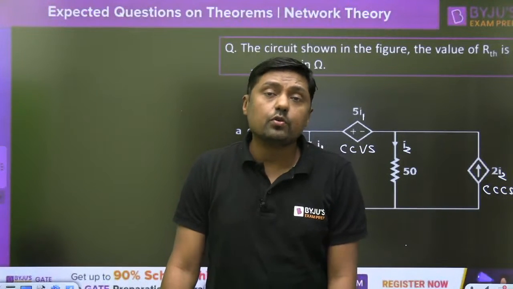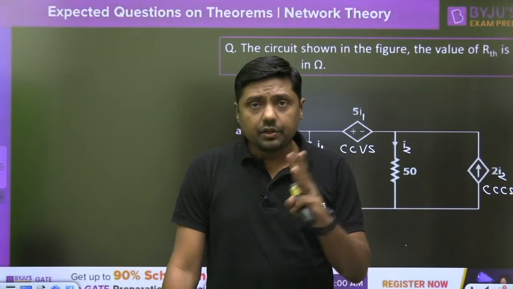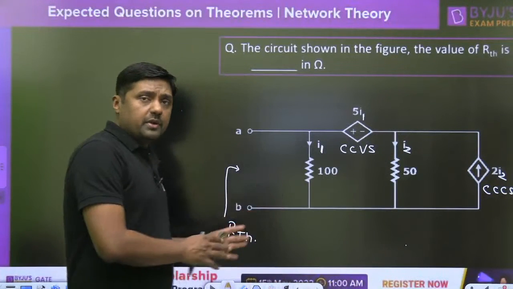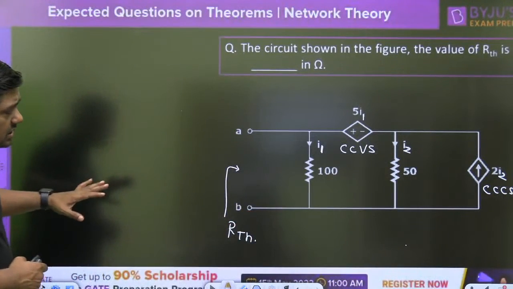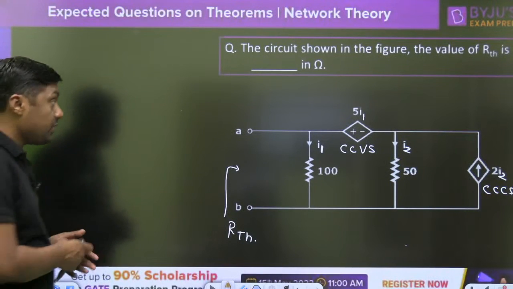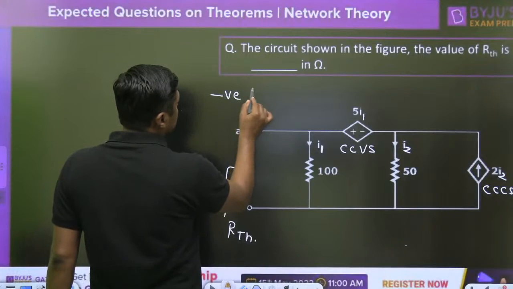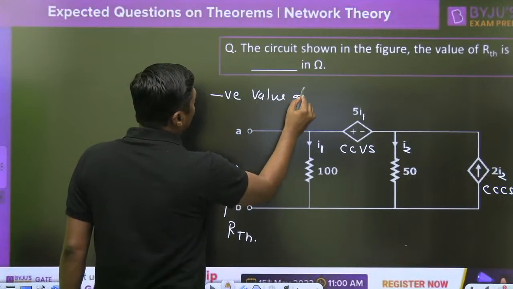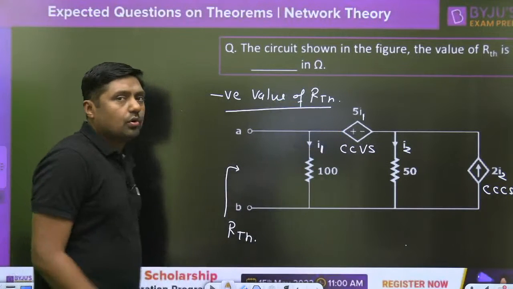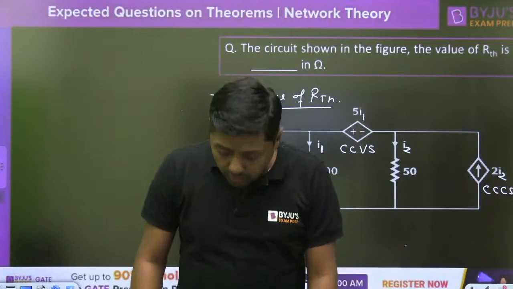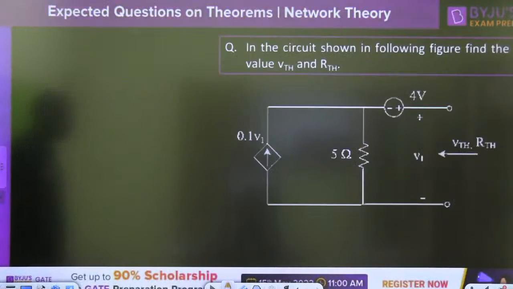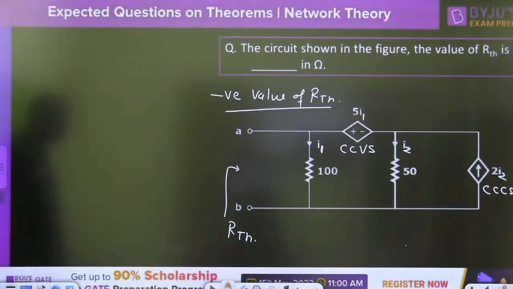This is a very important question. 3 questions. Again, questions on superposition theorem, very basic question, everything we will discuss. This is a very important question because you are going to get the RTH, that may be the negative value. That may be the negative value of RTH. I will explain what is the concept of negative value. Okay, I think now you are ready. Try to solve these three questions, first, second, third.